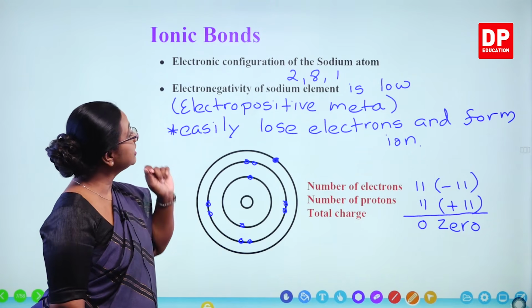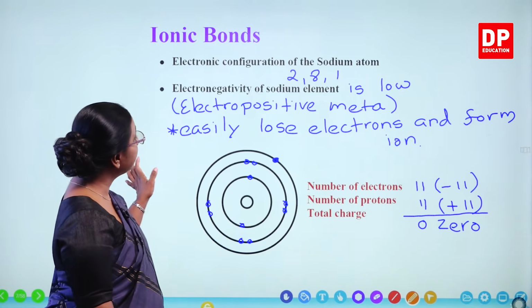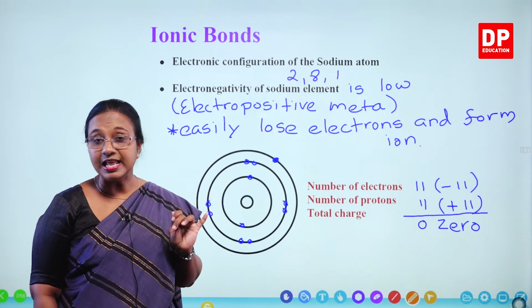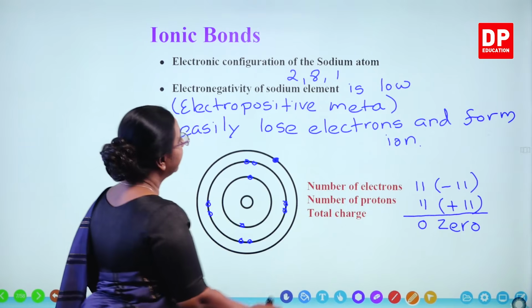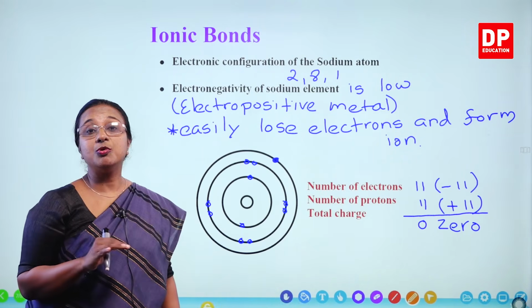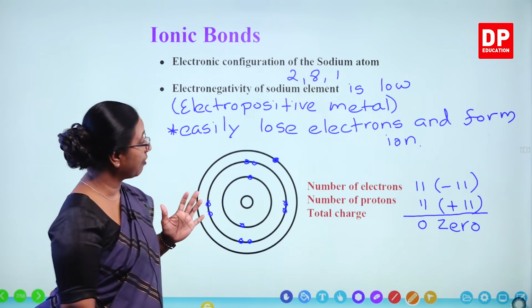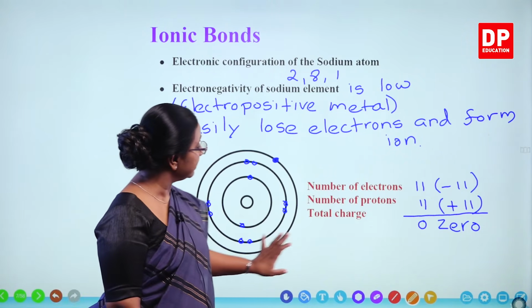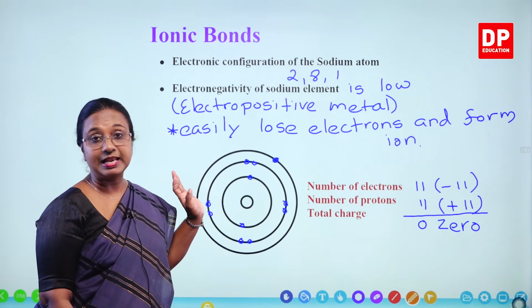So here students, you can see the electronic configuration of sodium is 2, 8, 1. And because the electronegativity of sodium element is low, it prefers to lose an electron. And that is why we usually call them electropositive metals, because they have low electronegativity. And they can easily lose electrons and form ions.